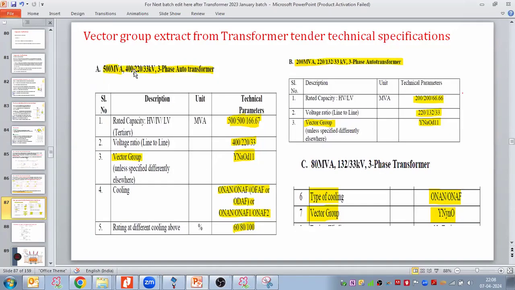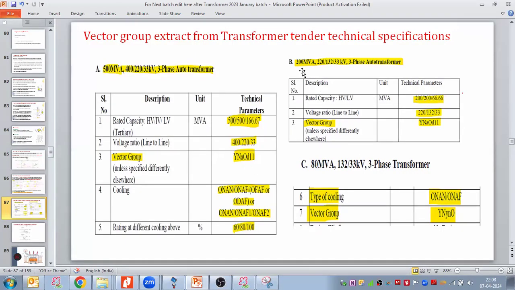So this is 500 MVA, 400 by 220 by 33 kV. So actually, how much? 500 MVA, 400, 500 MVA LV, 220 kV, and 33 kV. We have discussed that we design 1/3, so 500 MVA into 1/3, which is 166 MVA. Voltage here, vector configurations here that we have discussed. About cooling we will discuss, right?